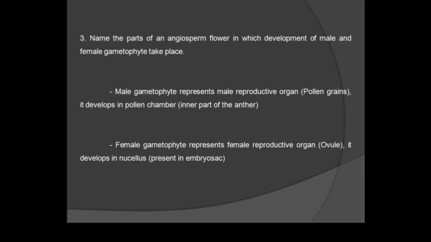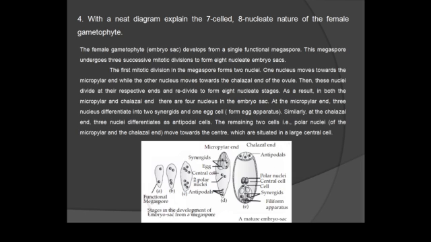So the last question is, with a neat labelled diagram explain the 7-celled 8-nucleate nature of the female gametophyte. 7-celled, there are 7 cells in the matured female gametophyte. 8 nuclei are present. Hence it is considered 7-celled 8-nucleate. So the female gametophyte, the embryo sac, develops from a single functional megaspore.